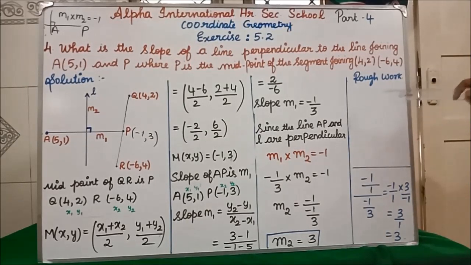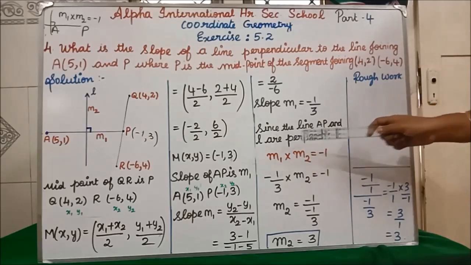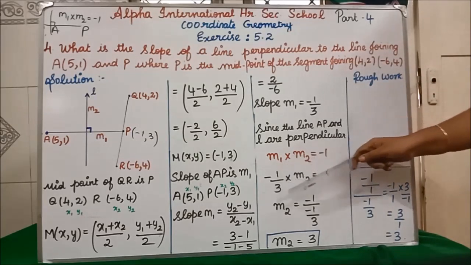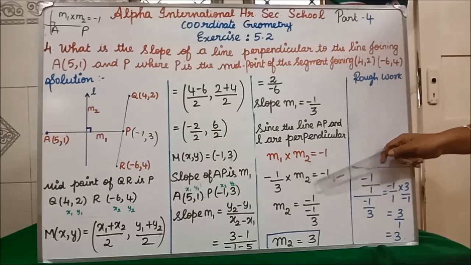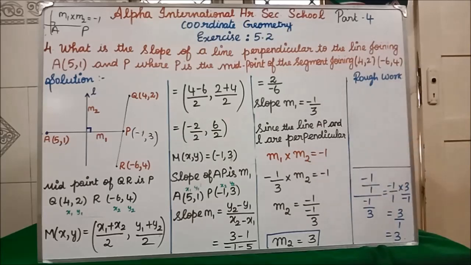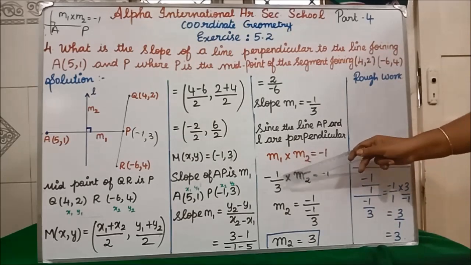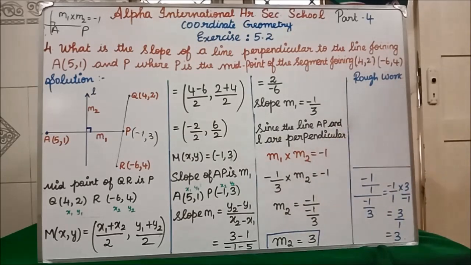Since the lines AP and L are perpendicular, now what are we going to say? Perpendicular formula is m1 into m2 equal to -1. m1 value we have got is -1 by 3, so -1 by 3 into m2 is equal to -1. The next step: m2 is equal to -1, and this -1 by 3 will come in divide form. So -1 divided by (-1 by 3).